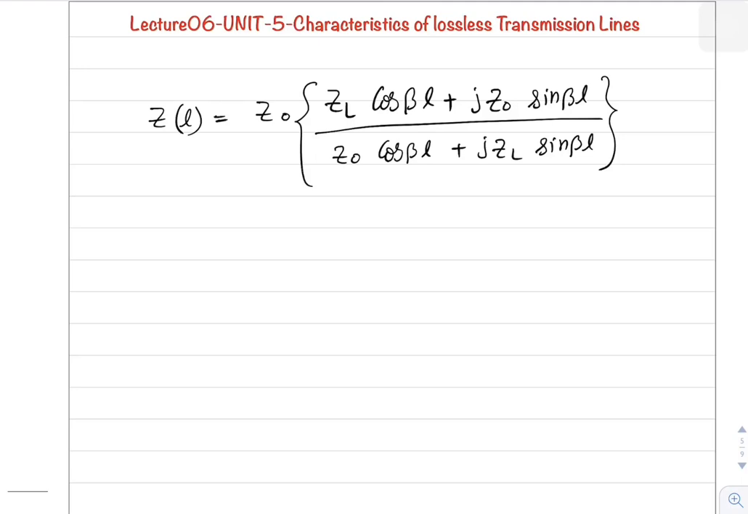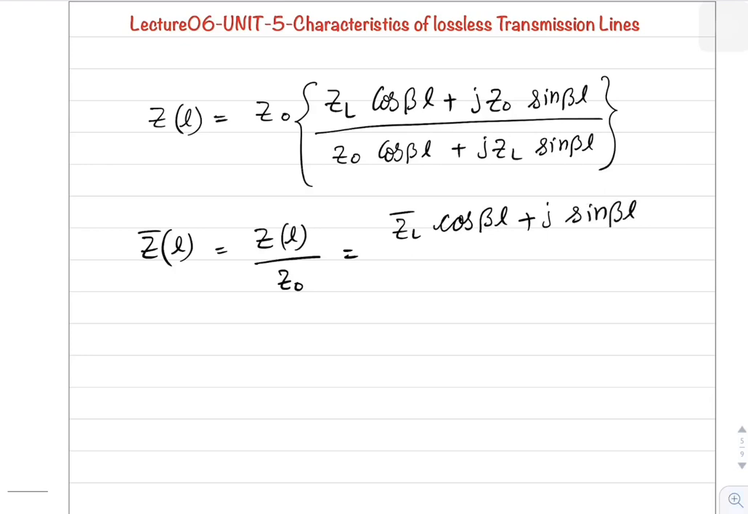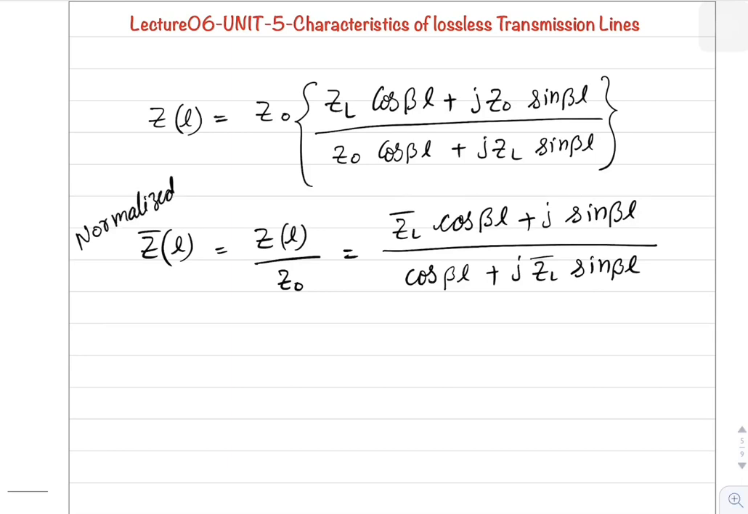But while dealing with Smith charts, absolute impedance does not make any sense. That's why instead of absolute impedance, we calculate the normalized impedance. The normalized impedance Z bar of L is defined as Z of L by characteristic impedance, that is equal to ZL bar cos of beta L plus J times sin beta L by cos of beta L plus J times ZL bar sin beta L. This is our normalized impedance.